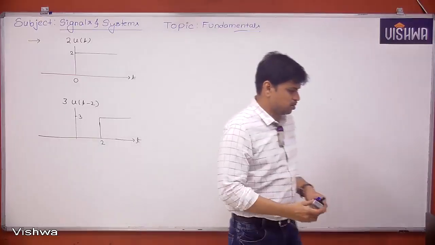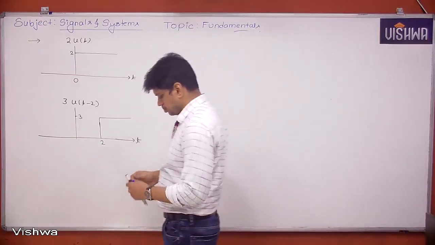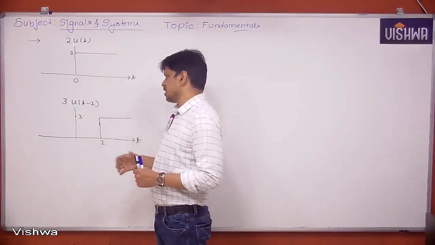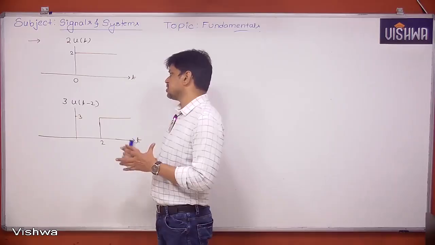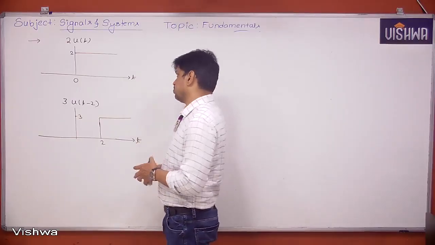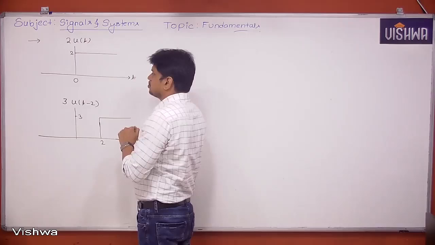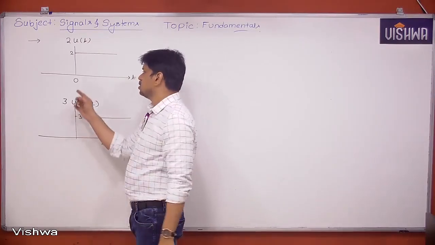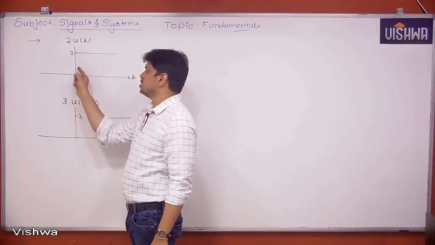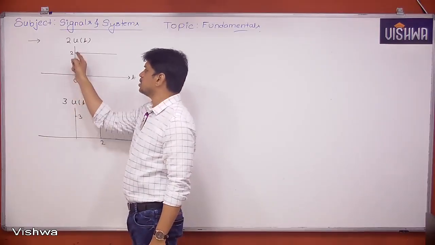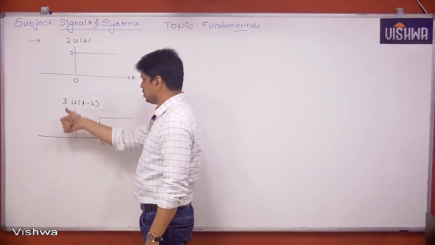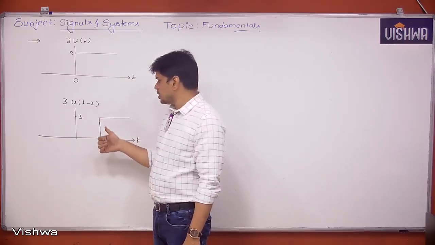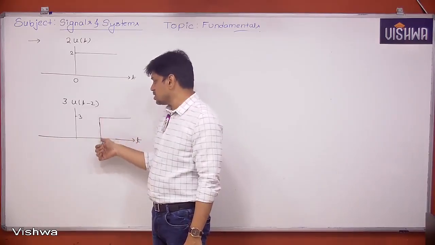Let's see. Again, coming back to these waveforms. What we have seen, how to draw these waveforms, we already know. But let's see these waveforms in a very different manner. Let's say 2 u of t. Can I say it is introducing a jump or discontinuity at t is equal to 0? Next, let's come into this one. U of t minus 2. It is going to introduce a discontinuity at t is equal to 2.